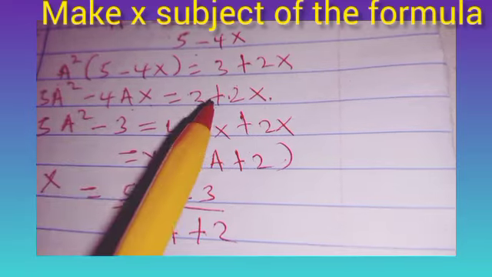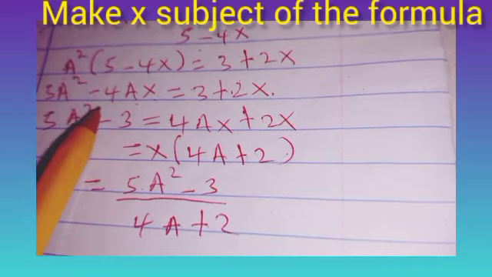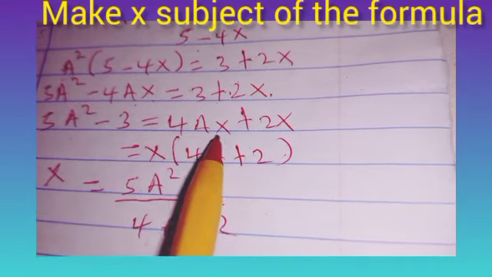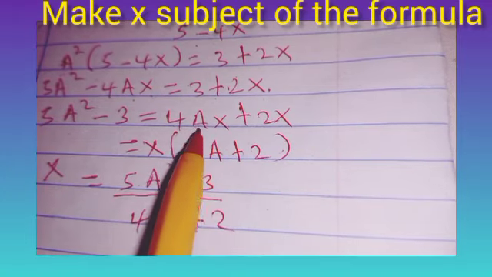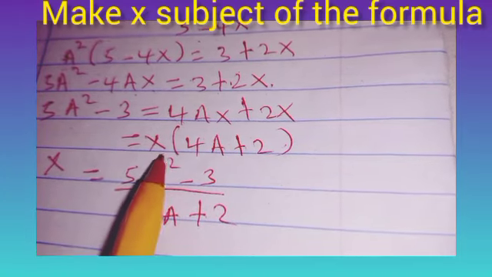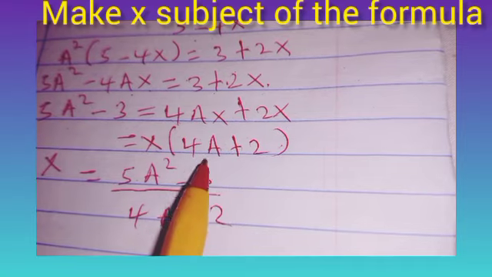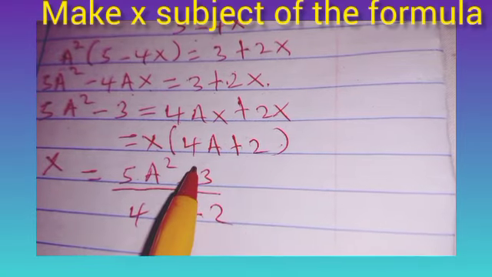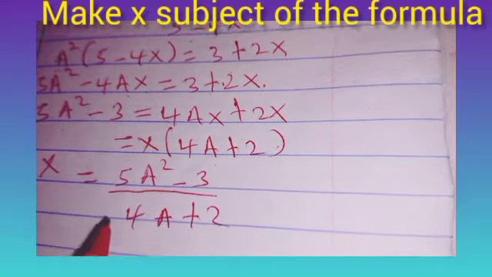After removing the bracket, you collect the terms with the x together. So I have taken 3 on the left hand side, and I have taken negative 4ax on the right hand side to obtain 4ax. Then on the right hand side, we factor x to be left with the 4a plus 2. Then we divide by 4a plus 2 both sides.